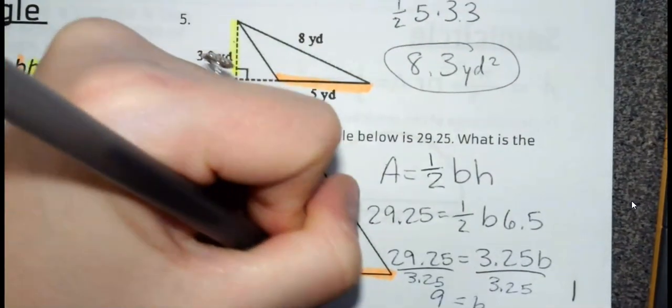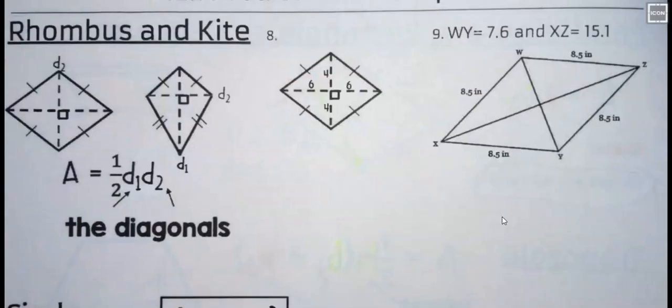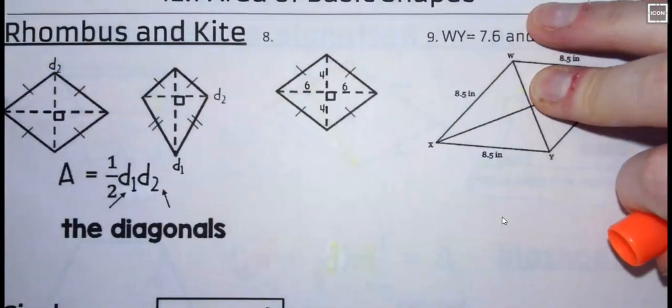And so B is going to be 9. So we have found the base is 9. We're going to turn the page. Okay, things that are important here. We are going to take the diagonals and we're going to multiply them.